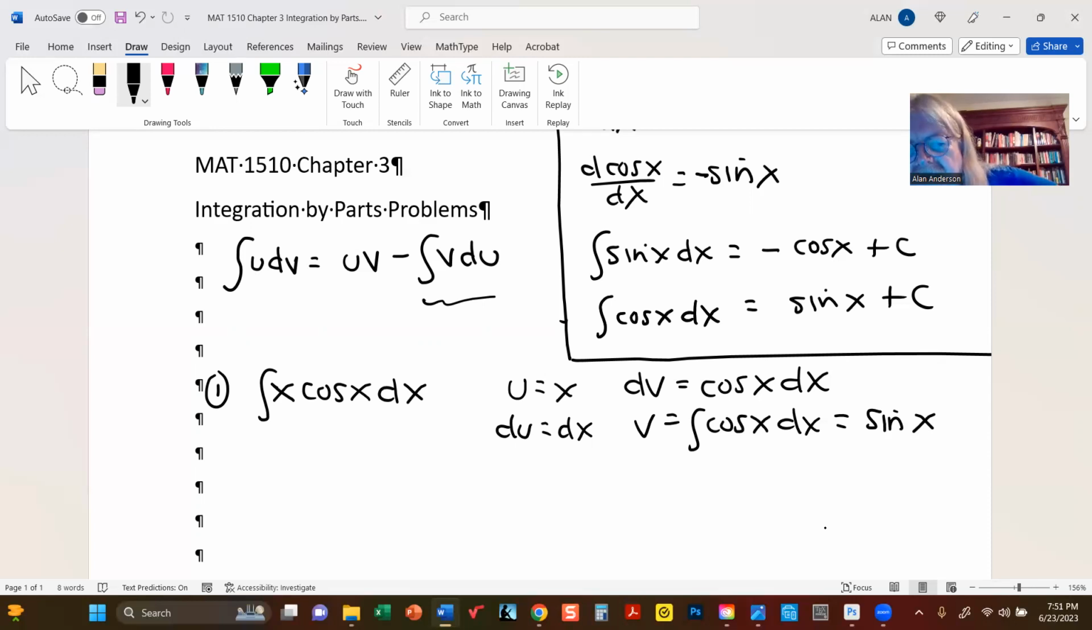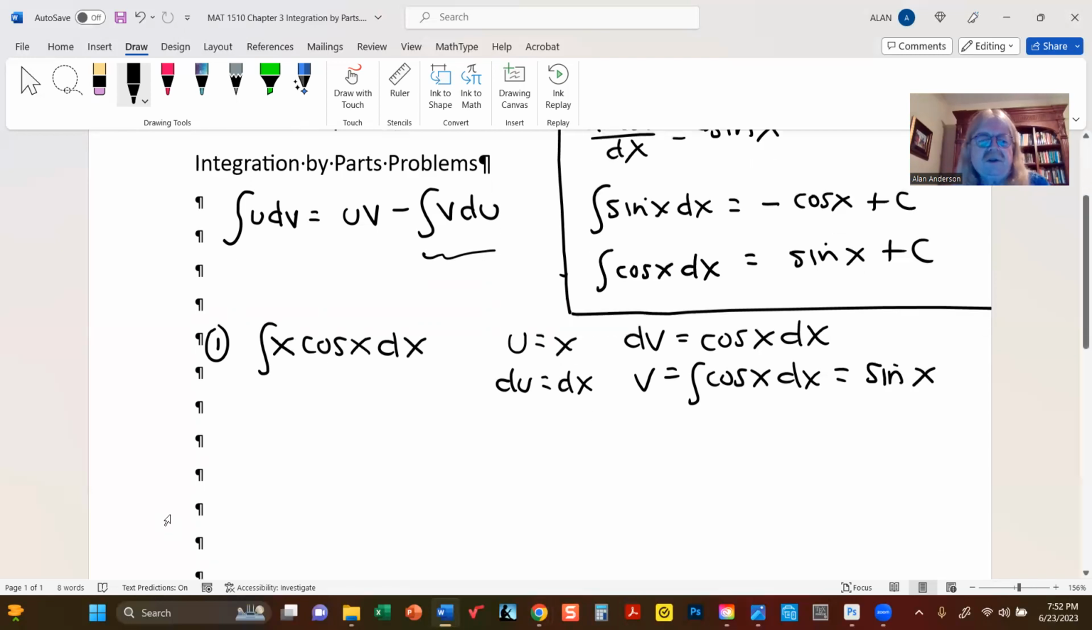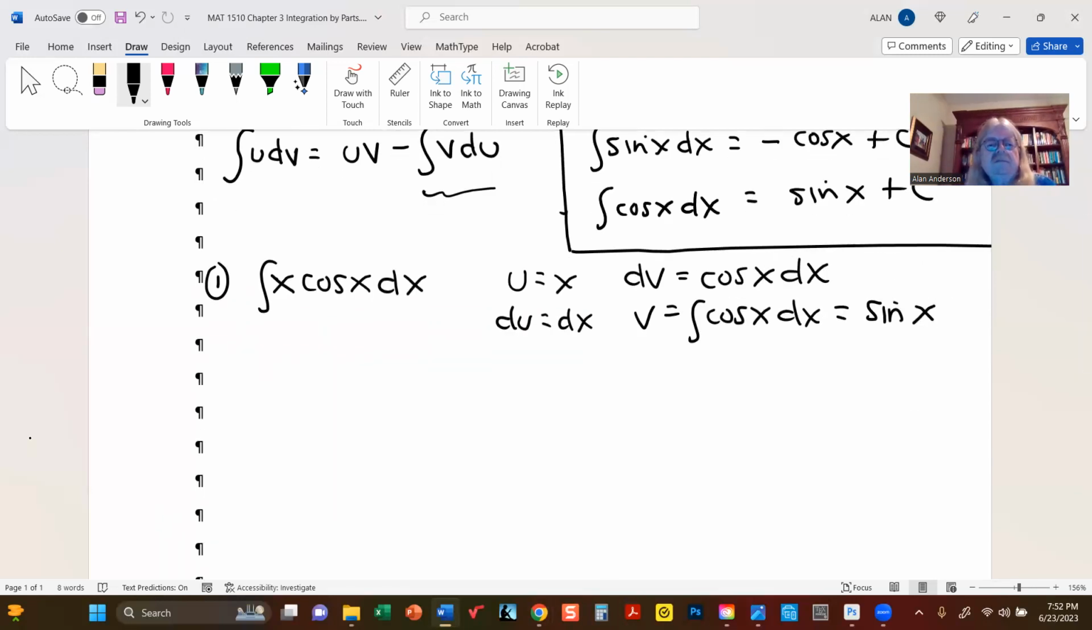If this was a definite integral, we wouldn't have to worry about that. So let's fill in the results and see what we get. This is clearly u dv. This is our u, this is our dv. Now we then have uv, which means, oh, wait a minute, hold on.